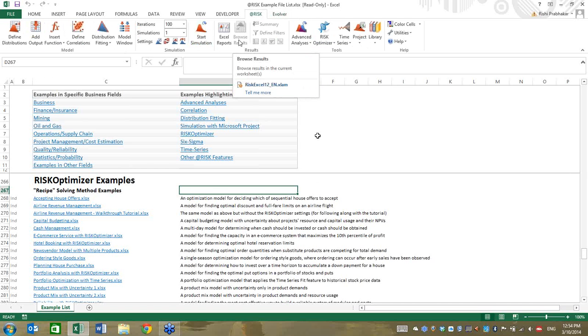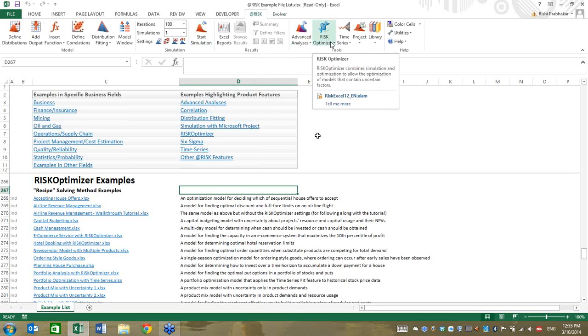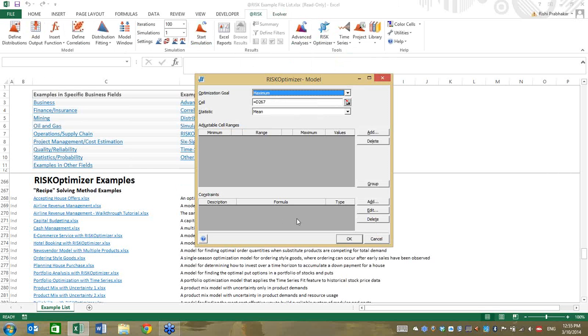Maybe elements of your resulting output distribution now you realize you don't like. Okay, so let's run a RISKOptimizer model, including in our constraint sets, in the model definition itself, including in your constraints those aspects of the distribution of the output that you didn't like.